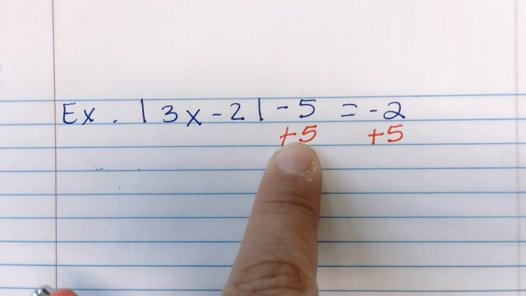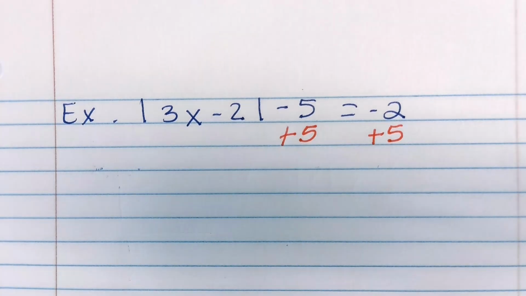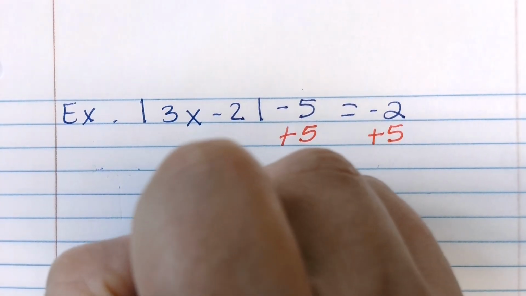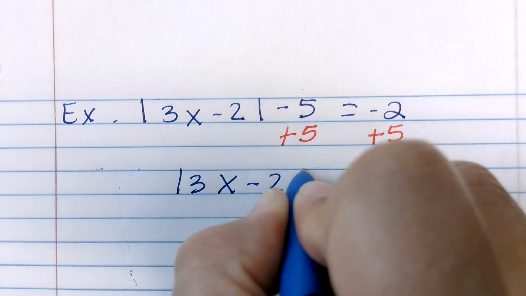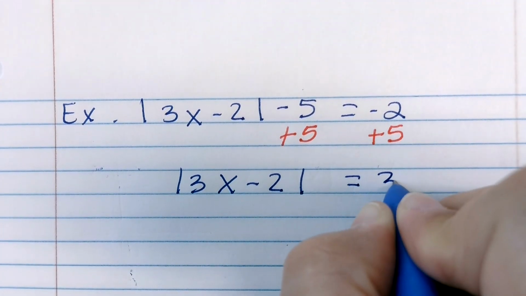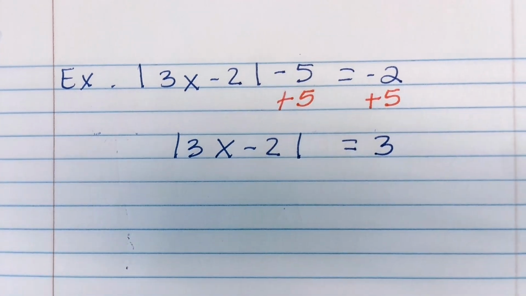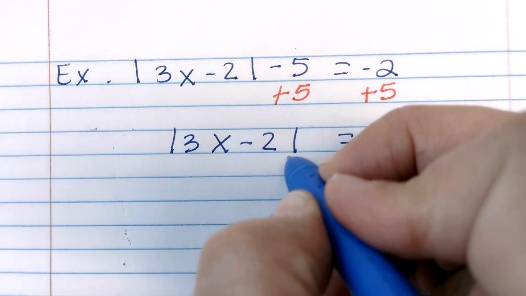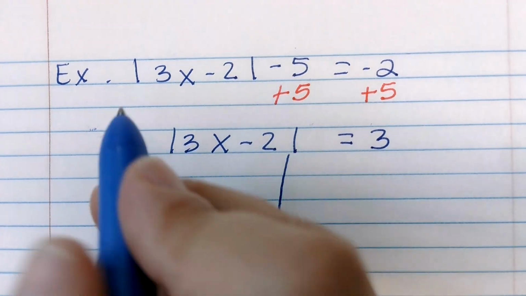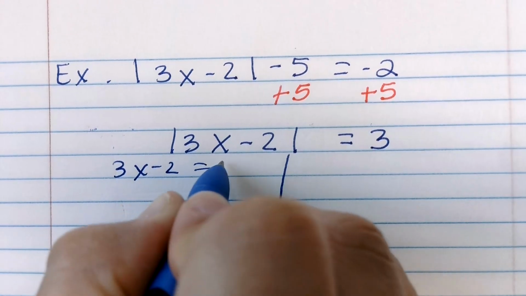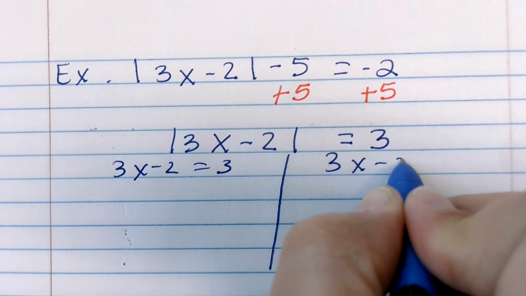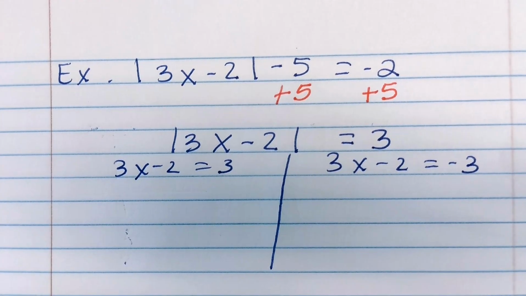So a -5 plus a 5 is 0, which leaves this side as absolute value of 3x minus 2, and over here, this has become positive. So we can keep working this problem. We don't have to say no solution. So I'm going to split, now that we're isolated: 3x minus 2 equals 3, and 3x minus 2 equals -3.